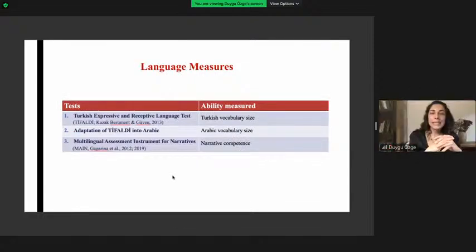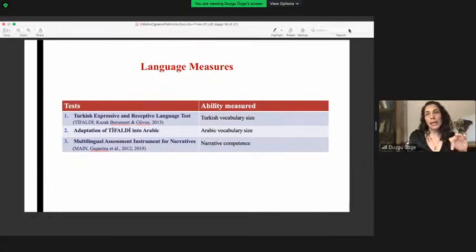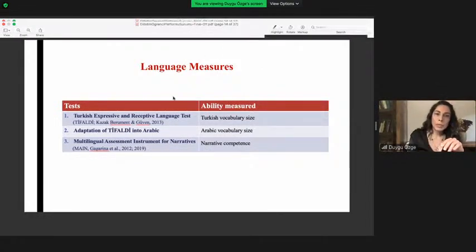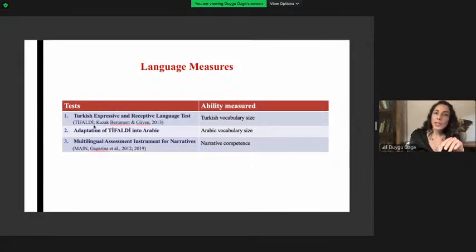And then for language measures, we tested vocabulary abilities and narrative competence in both languages. So we used Kazakh Beriment and Güven's Tifaldi, both for Turkish, and Özlem has adapted it into Arabic. And we used the multilingual assessment instrument for narrative.